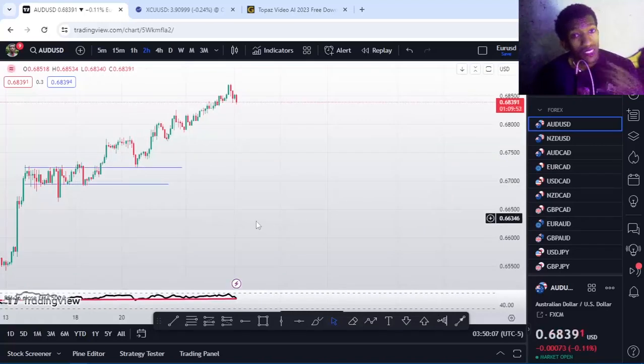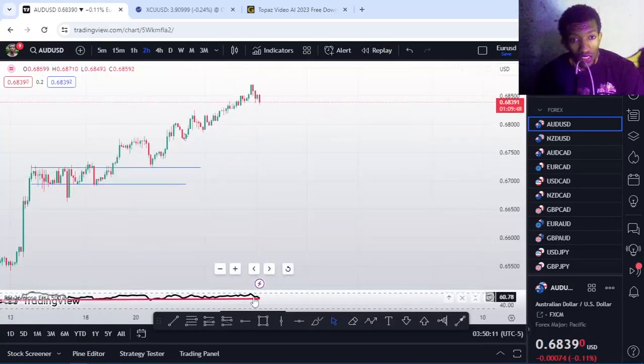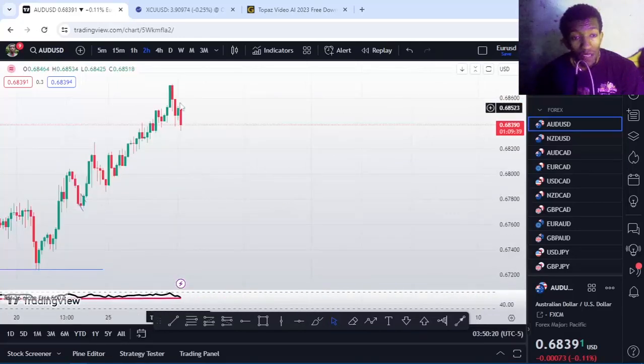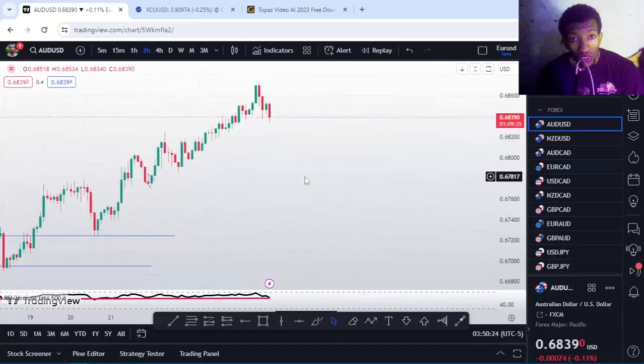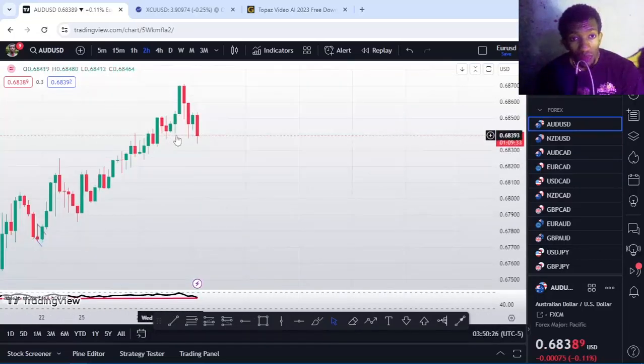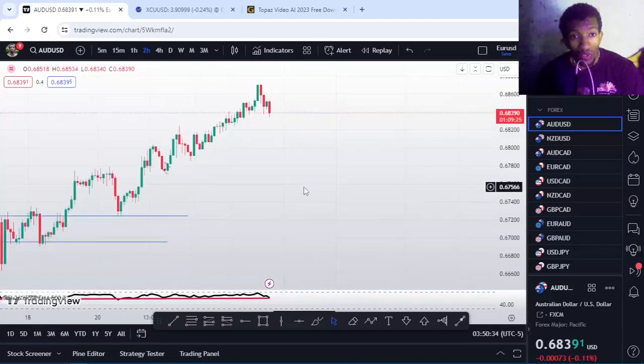Aussie dollar finally reached the overbought position, as you can see right there on the RSI. Now it's starting to fall, starting to melt down. As you can see, a lot of structure has been broken right there and right there. So this could be the start of a bearish movement, a bearish fall.